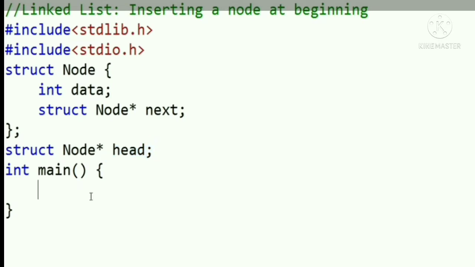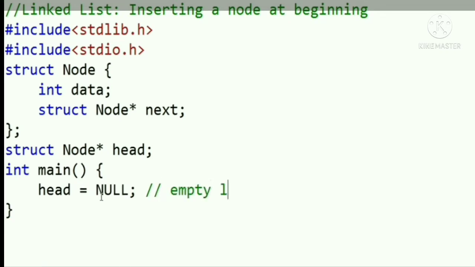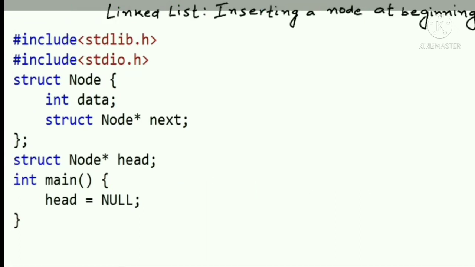Now I'll write the main method. This is the entry point to my program. The first thing that I want to do is I want to say head is equal to null, which will mean that this pointer variable points nowhere. So right now the list is empty. So far what we have done here in our code is that we have created a global variable named head, which is of type pointer to node, and the value in this pointer variable is null. So far the list is empty.